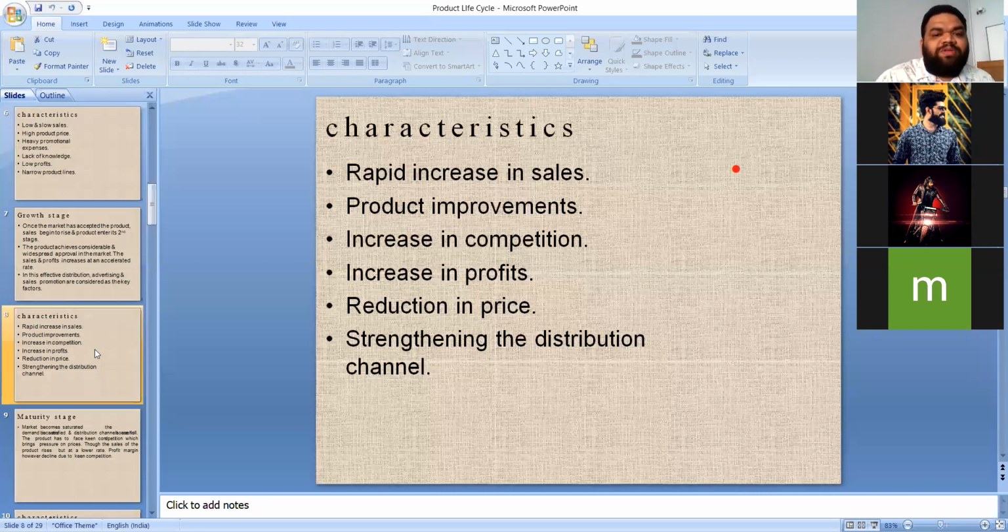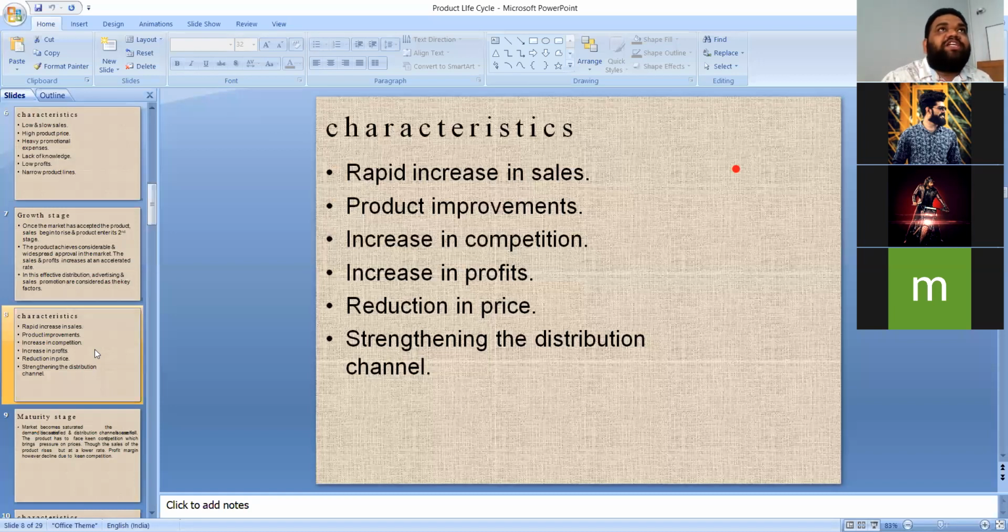Next, product improvements means any changes in the things. This product improvement again comes under innovation management. So here innovation comes into the picture. How? Because of the needs and wants of the customers, how far they are changing. Based on that, we have to improve the products. Next, reduction in price, strengthening the distribution channel.